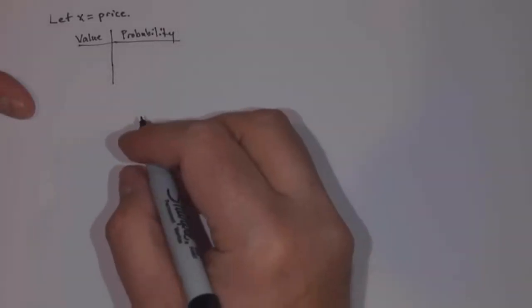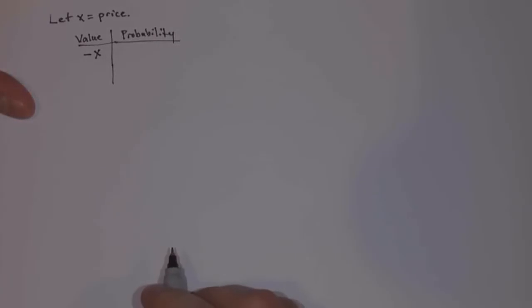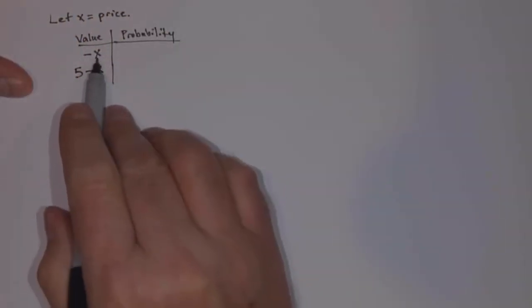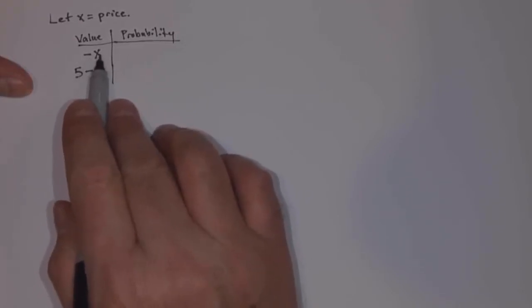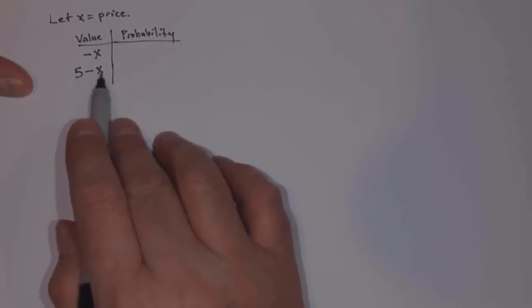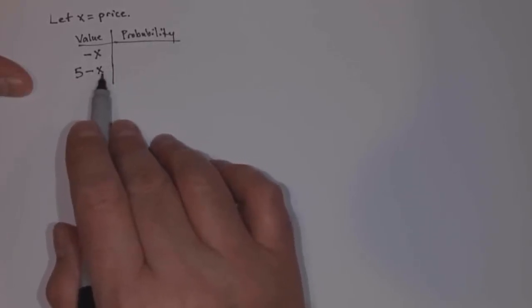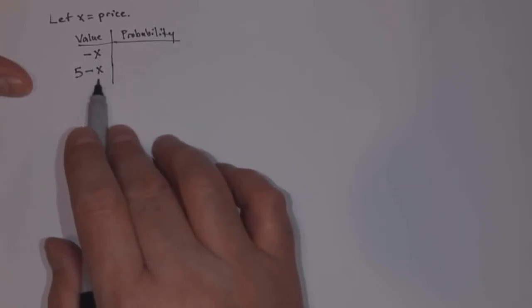So one of 2 things is going to happen. One, you're either going to lose the X dollars that you paid to play this game, or you're going to win 5 minus whatever that is. So again, if that was $1 and you lose, you're going to lose $1, so that would be -1. But if you pay the $1 and you win, then you actually gained $4 because you had to pay $1 to play. So our values are either going to be -X or 5 minus X.